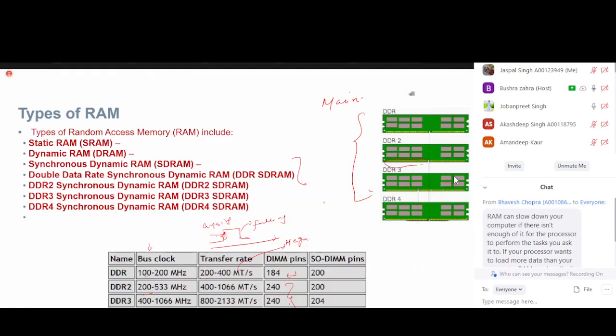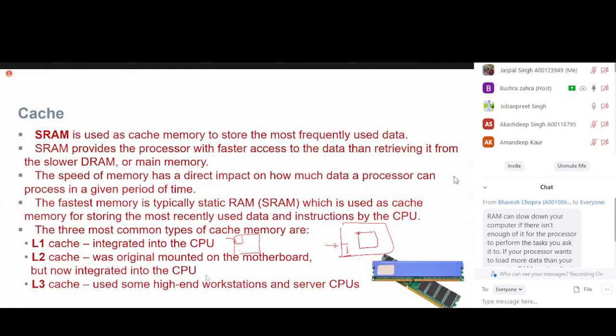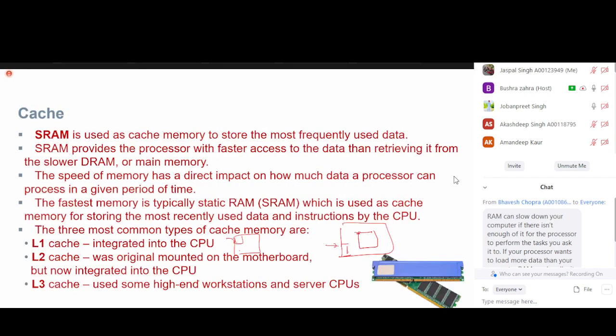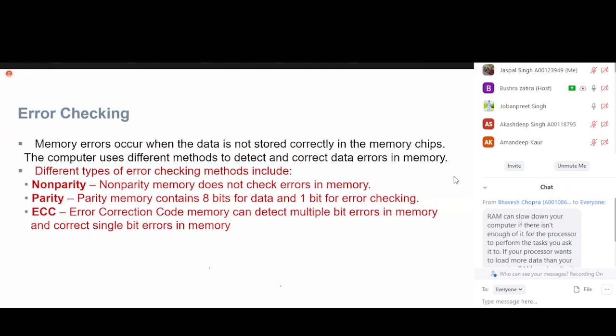So L3 cache is used, and they come in small sizes. They don't come in like 16 GB SRAM or 32 GB SRAM, right? No, not really. They come in megabyte scales, like 512 megabytes or something like that. So L3 cache is used in some high-end workstation and server CPUs. That's a kind of L3 cache memory.